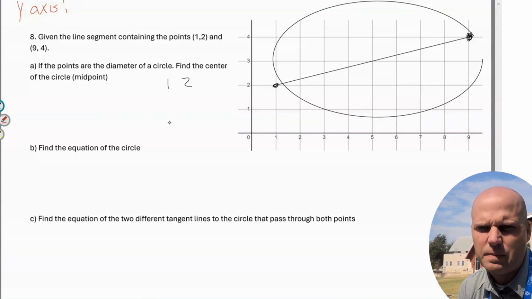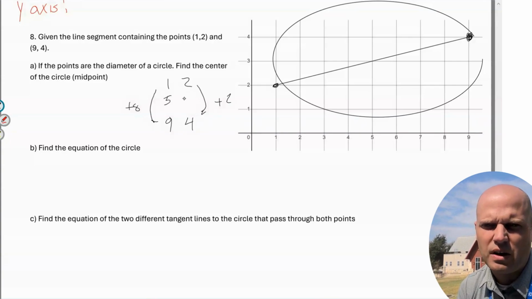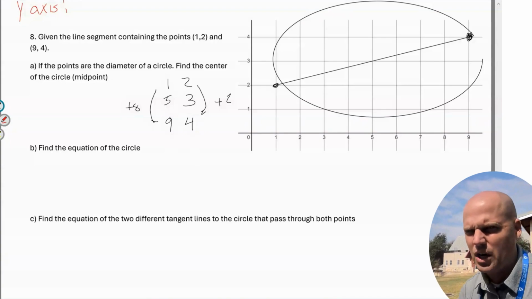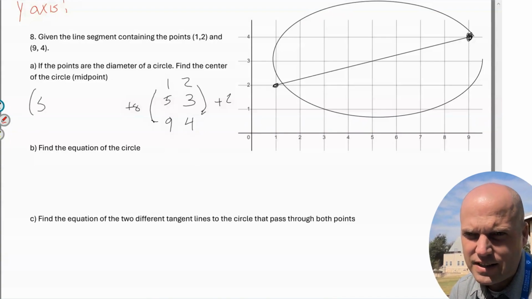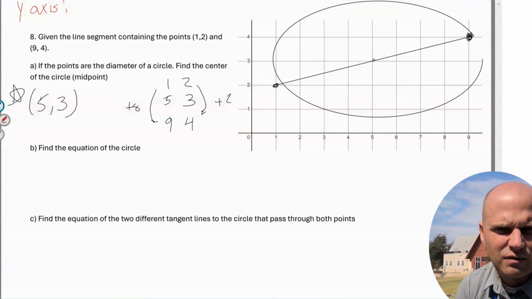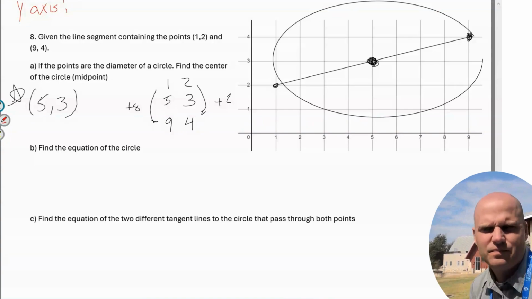So let's find the midpoint. I'm just going to do it by understanding the lengths, just splitting them in 2. If this is plus 8, I'll add 4. If this is plus 2, I'll add 1. Or you could have found the average of 1 and 9 and 2 and 4 and get the middle numbers. The middle is 5, 3. Too many students are not writing the midpoint as an x, y point.